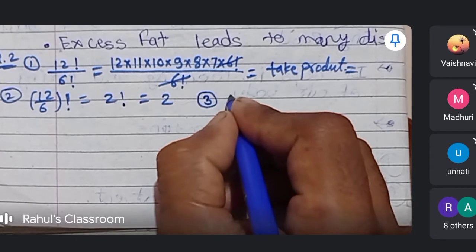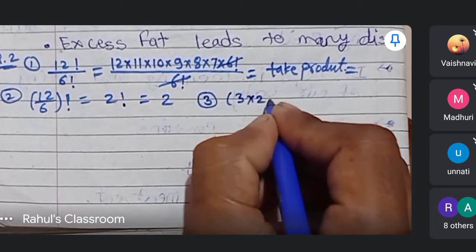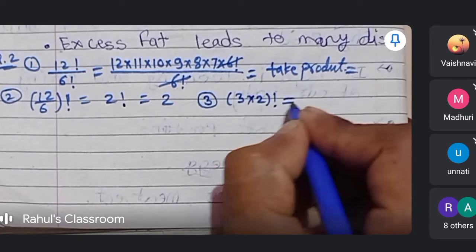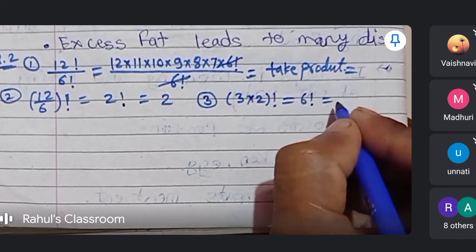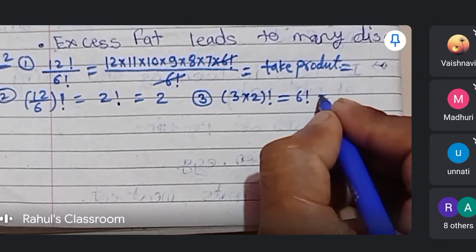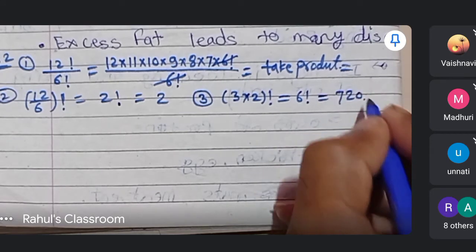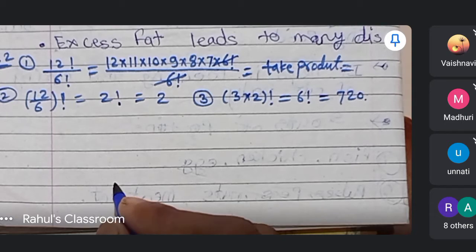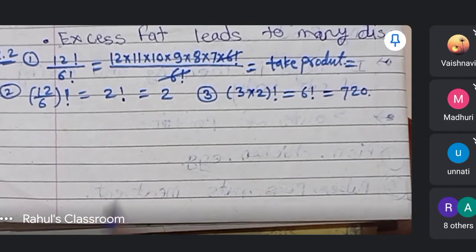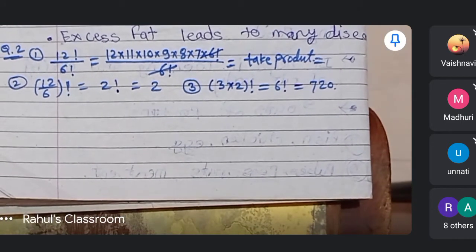Third is also a very easy example. 3 into 2 factorial. 3 twos are 6, so 6 factorial. 6 factorial is nothing but 720.